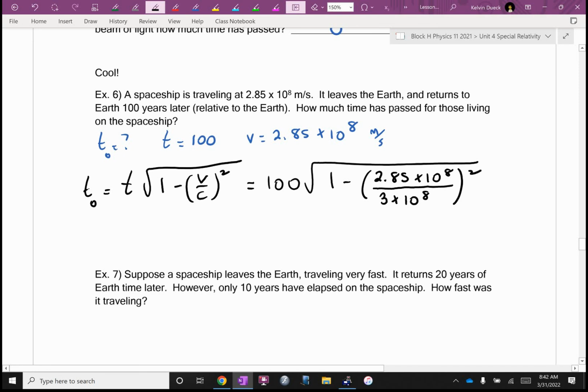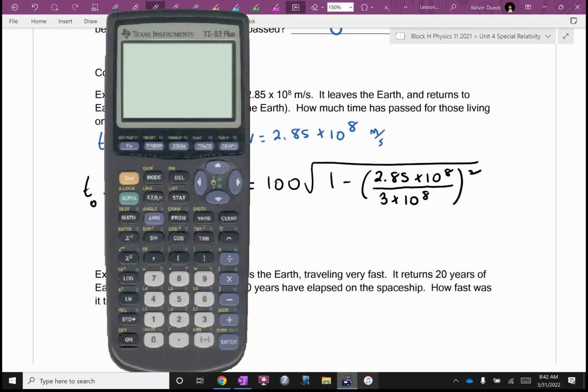Sometimes instead of giving us the speed as a percentage of the speed of light, they'll actually give us the speed in meters per second. Okay, we get out our calculators. Casey, you ready? Here we go.